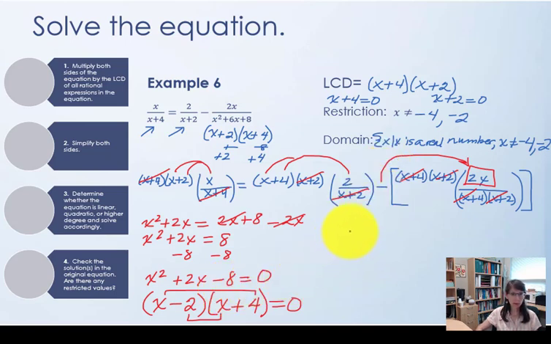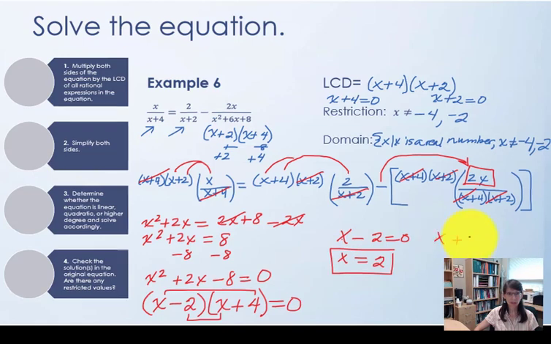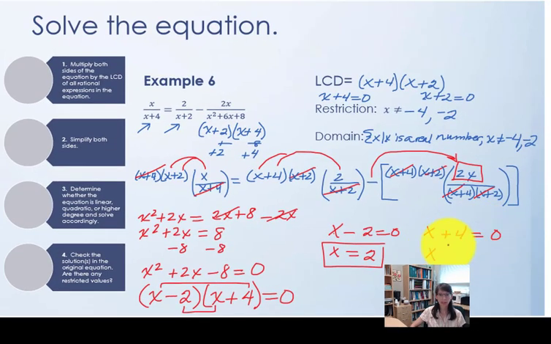Using our zero factor property, set each factor equal to 0. Our first factor is x minus 2, so when I solve that, I'm going to end up with x equals positive 2. Our other factor is x plus 4 set to 0. When I subtract 4, I'll get x equals negative 4. Checking back with our restriction, I can see that x cannot equal negative 4. So I will need to eliminate that option. X cannot equal negative 2. Well, this is a positive, so we'll get to keep x equals 2 for a solution.